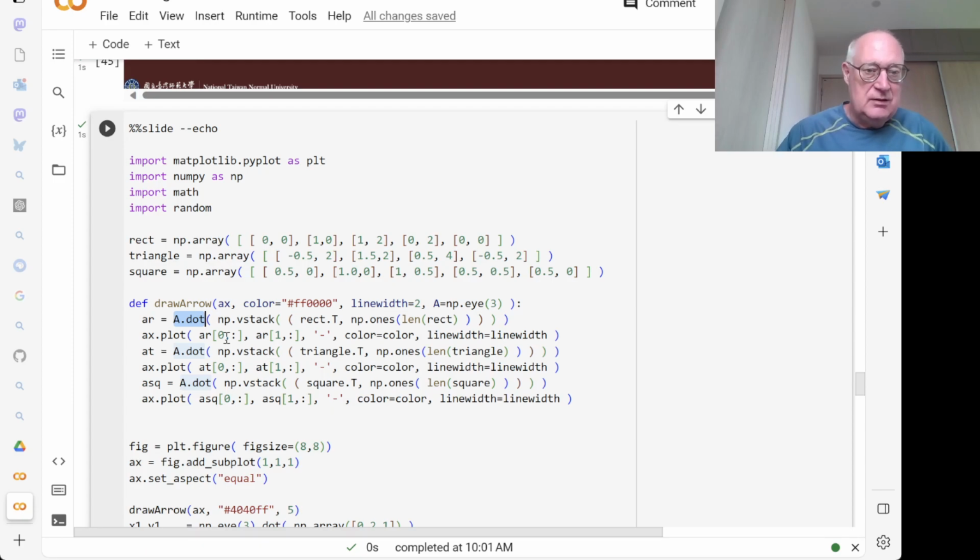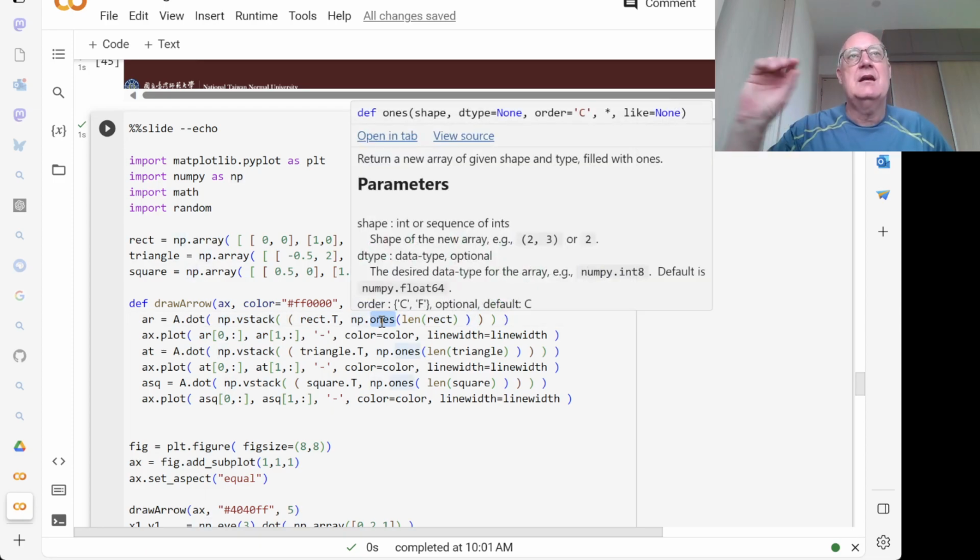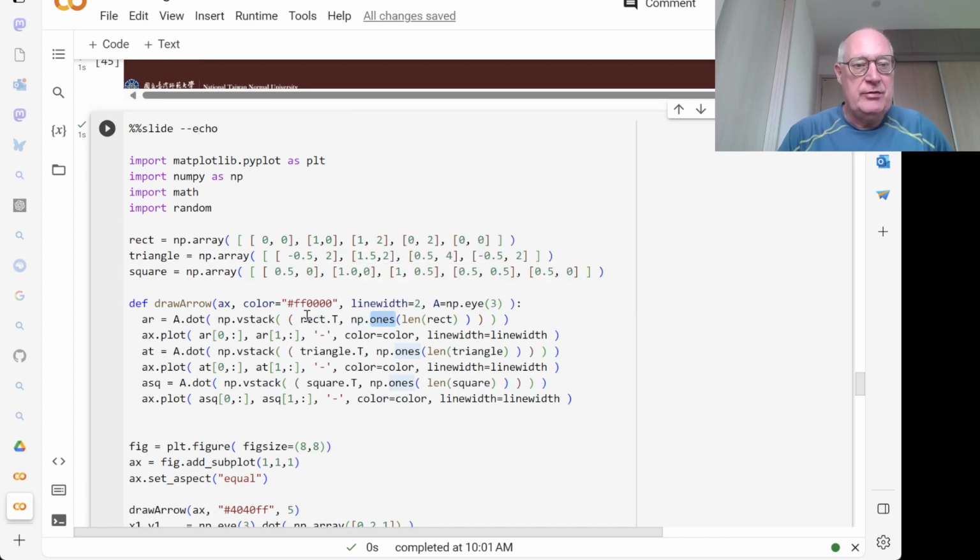And I need to take the points that I want to draw, the rectangle here for example, and then I need to extend it by adding extra ones at the bottom. So here I have the points in row format, so I need to transpose them first, to convert them into column vectors, and then add an additional row with just ones, constant ones.